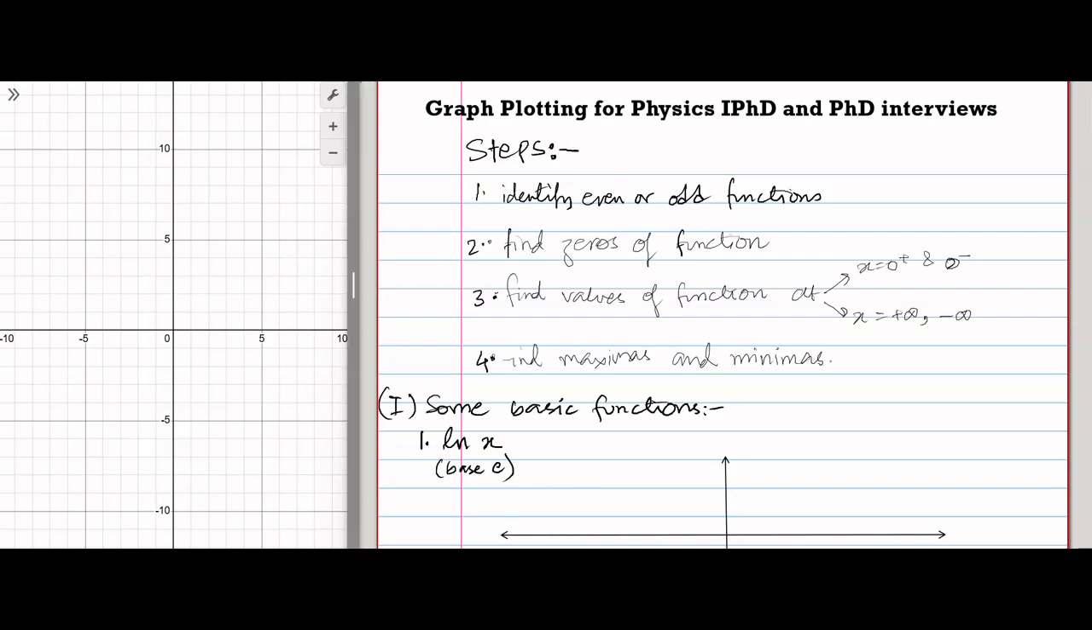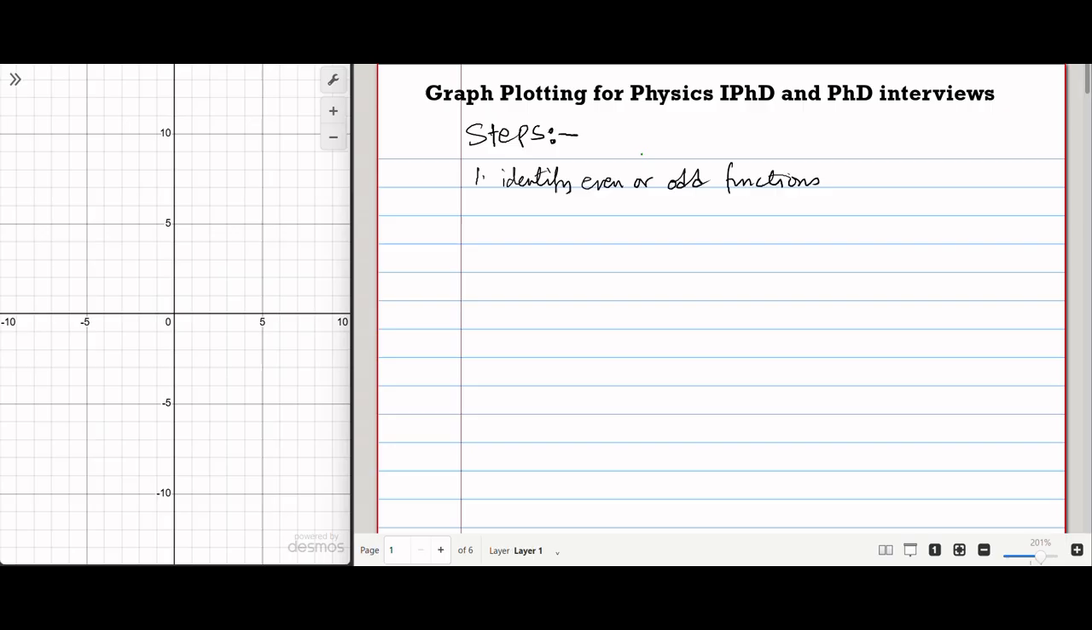Graph plotting is a pretty common interview question in IPhD and PhD physics interviews. So in this video, we'll try to discuss every kind of question that comes up and the follow-up questions that might be asked. Let's start with the broad steps that we will need to plot any kind of function.